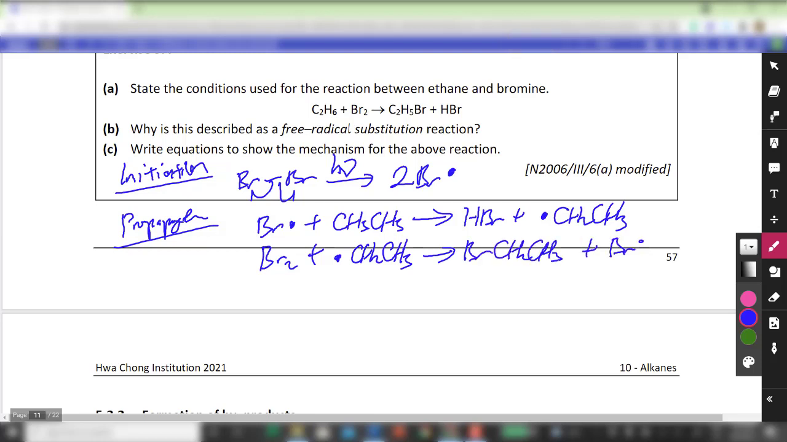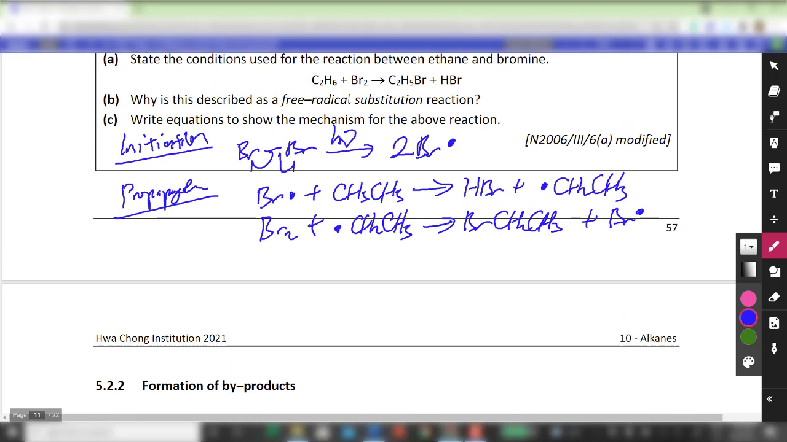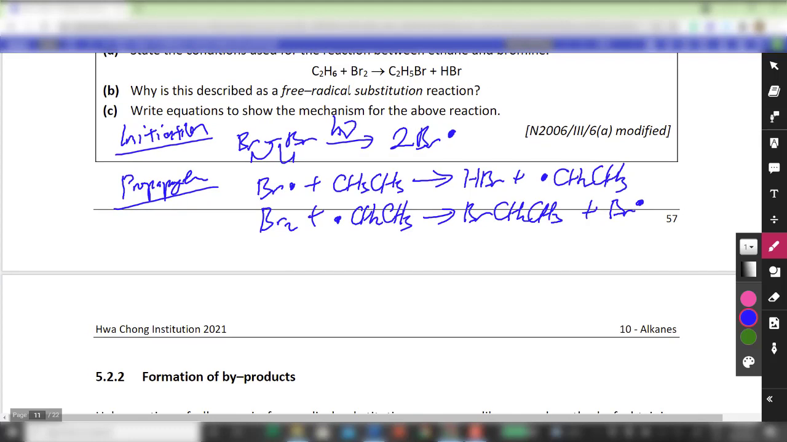Okay, so just 2 steps will suffice for propagation. We're not going to continue writing until all the H gets substituted, because that's not the intention of the whole exercise. So I hope you guys understand the intention.